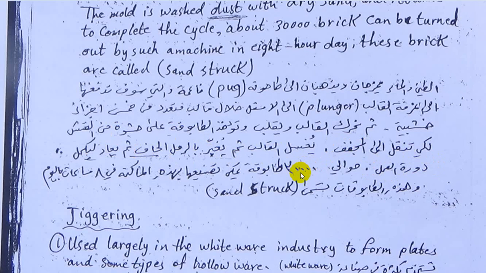About 30,000 bricks can be manufactured by this machine in 8 hours a day. The bricks manufactured by this method are called sunstruck bricks.